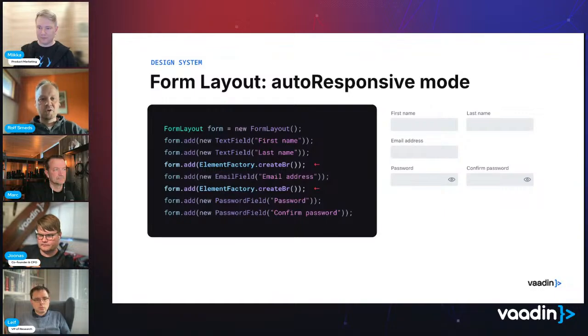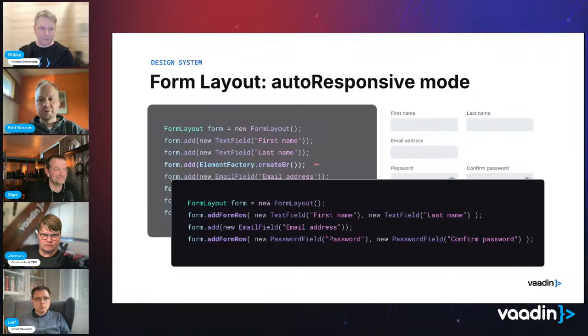And the old form layout model doesn't really have any way of doing this per se, but you can inject HTML break elements into it. So you do element factory.create BR, and then, well, it kind of does what you want. But it's kind of a weird API. So we decided to introduce a better one, add form row.